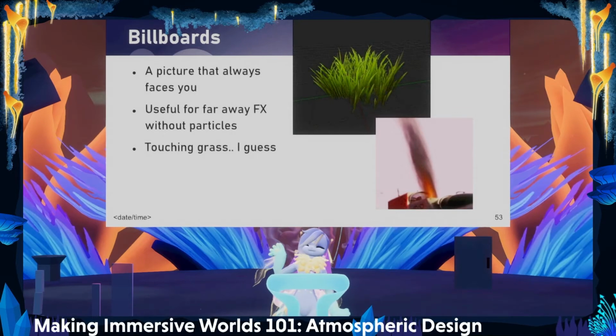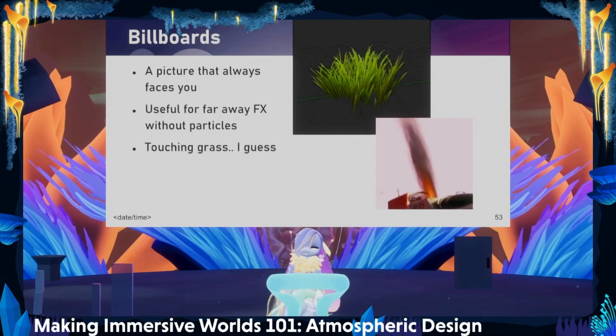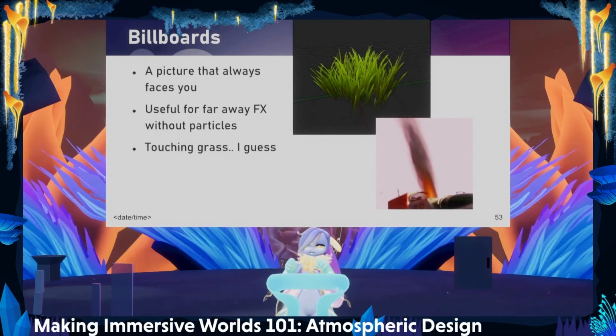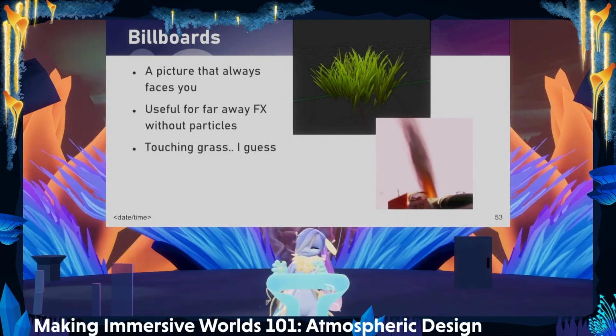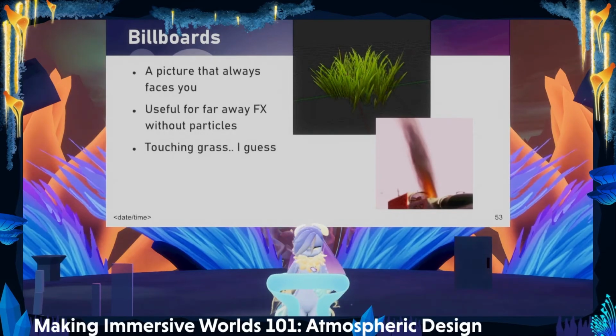And you could also use this for grass. Most people actually use this for grass in worlds. If you go to a world that's very grassy and move your head around, you might notice that it's also turning along with your camera angle.